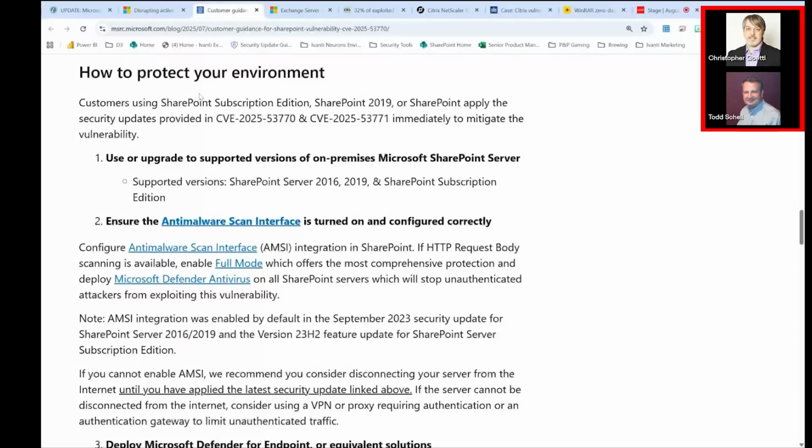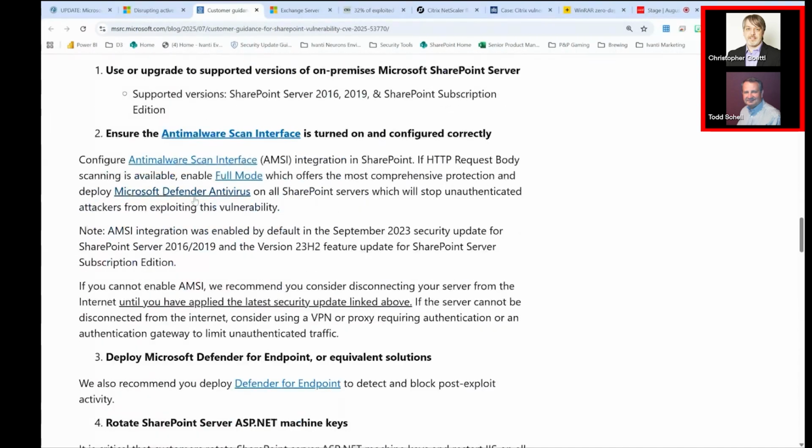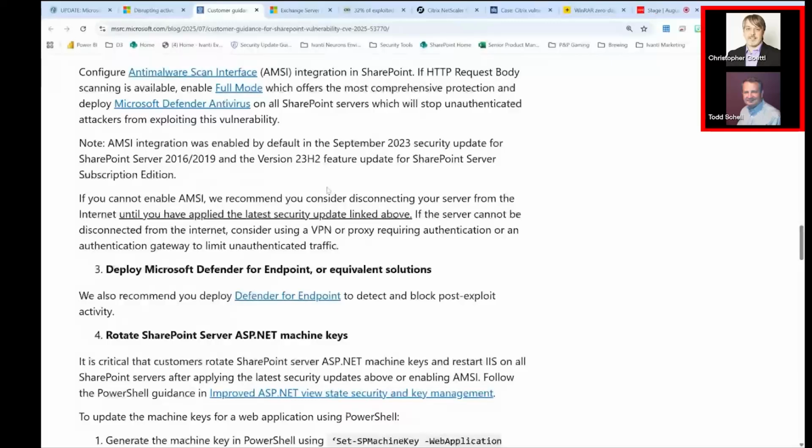they're giving you a few steps on how to make sure that once you've updated to get all four CVEs resolved, the original pair that were exploited and the new two vulnerabilities that were discovered and fixed, you want to make sure you've upgraded, ensure your anti-malware scanning is in place, whether it's Defender or whatever vendor you're using, and make sure it's configured correctly on SharePoint.